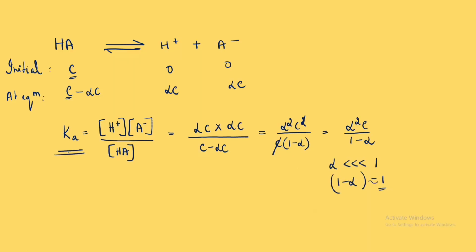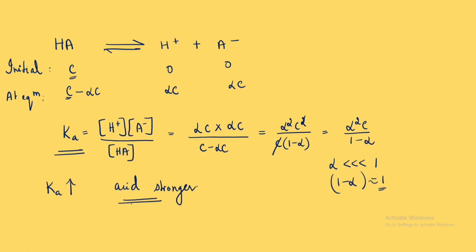Here, Ka is nothing but the dissociation constant or the ionization constant of the acid, and it helps in measuring the relative strength of an acid. If the acid is stronger, then the value of Ka will be higher. So a higher Ka value shows that the acid is stronger.